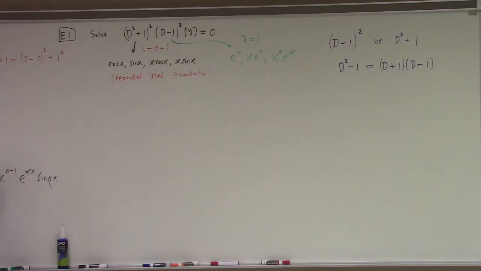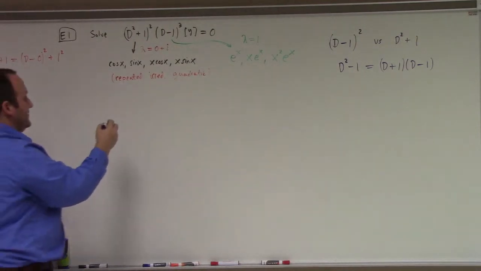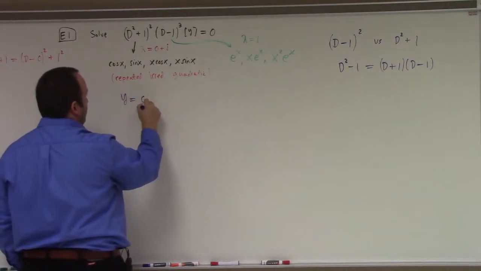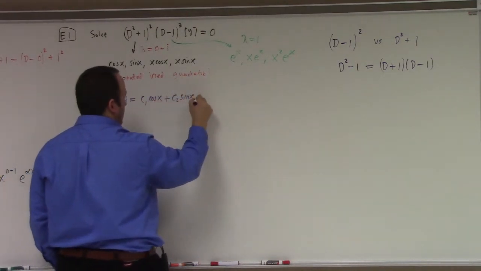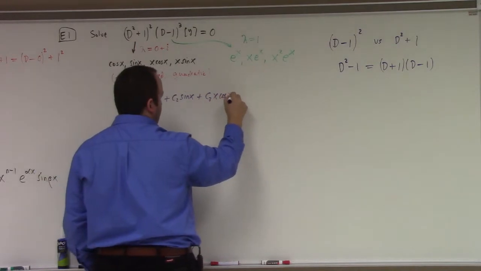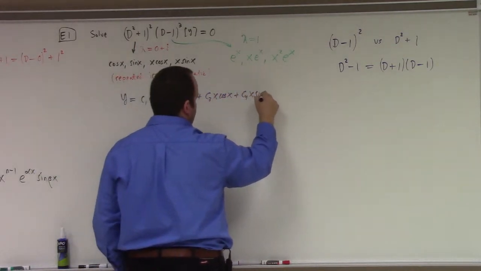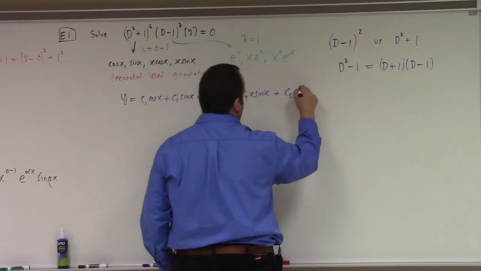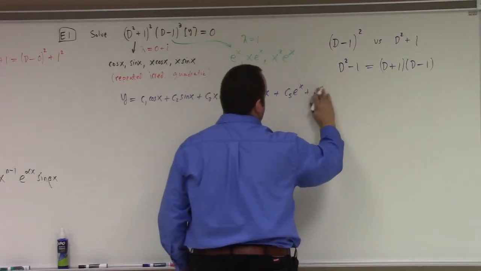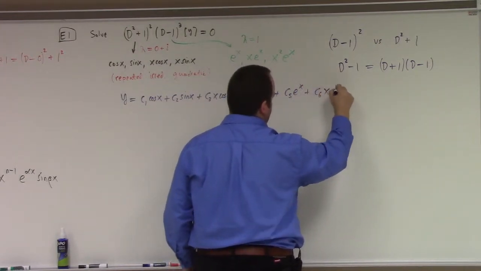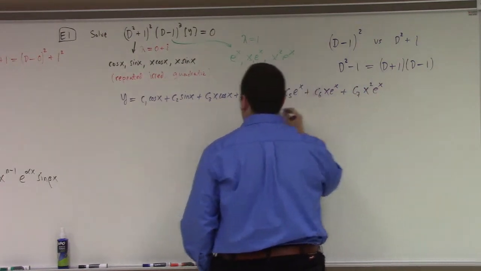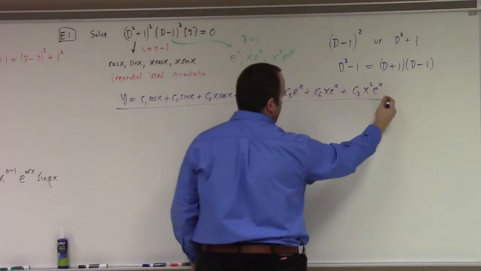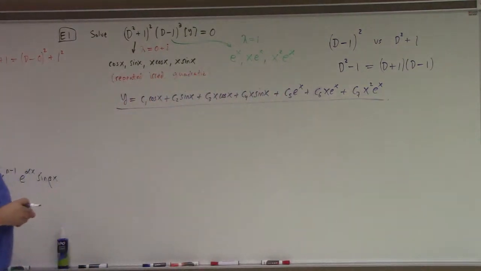Okay, fine. So these are our 7 solutions that we get for the 7th order problem. And so the general solution is C1 cosine x plus C2 sine x plus C3 x cosine x plus C4 x sine x plus C5 e to the x plus C6 x e to the x plus C7 x squared e to the x. That will be the general solution to this 7th order differential equation.